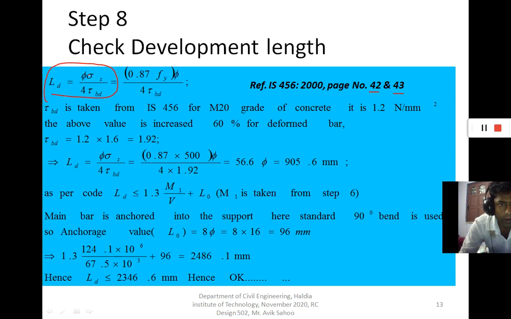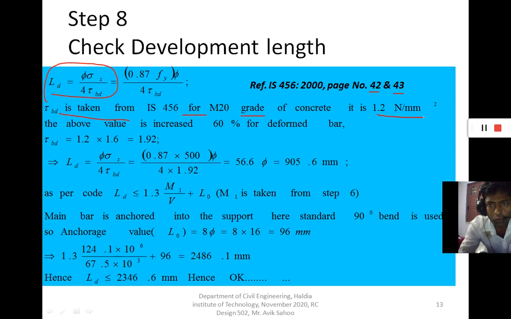Now development length is 5 del s is equal by 4 tau bd. 5 del s is 0.8785. So tau bd is taken from IS 456 for M20. It is similar as I have discussed in previous lecture. Tau bd is taken from IS 456 for M20 grade of concrete.